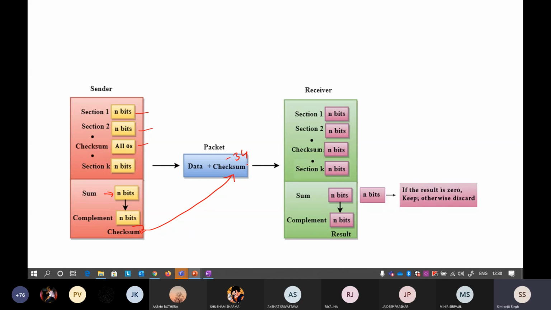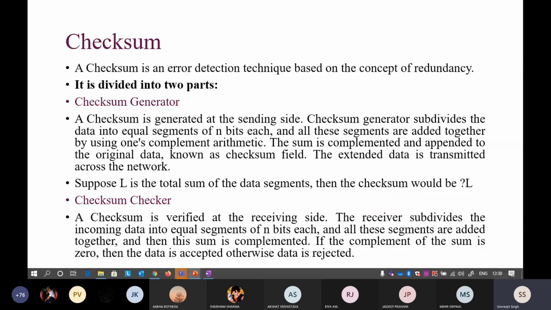Then the receiver will calculate it, and in the end it will get a 0. So you look for the terms here: checksum generator and checksum checker. You can take a look and you will easily know what the checksum generator and the checksum checker are.